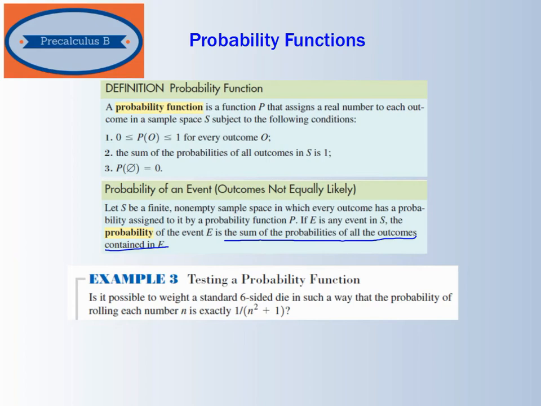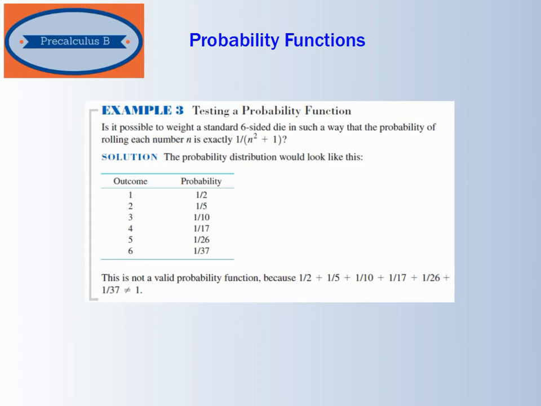All right, so I could ask the question, is it possible to weight a standard 6-sided die in such a way that the probability of rolling each number n is exactly 1 divided by n squared plus 1? And you might think, well, maybe, I don't know. Maybe we could assign those probabilities for each number. And if we do, we would get something like this. If I did 1 over 1 squared plus 1, that would give me 1/2. So you'd have a 1/2 probability of getting a 1.